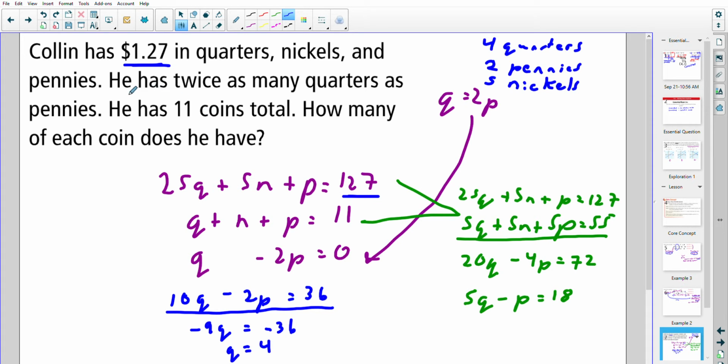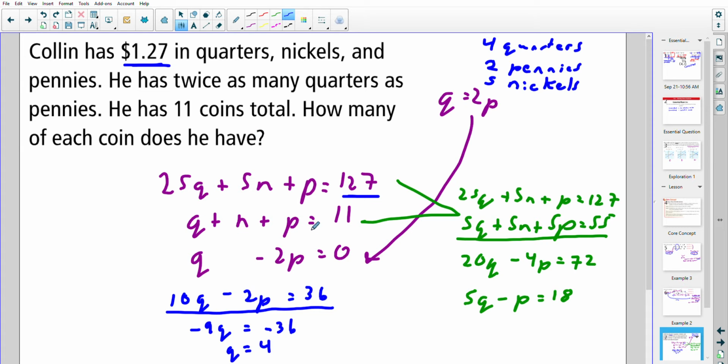There is another equation that says he has twice as many quarters as pennies. That means to make that even, you need to multiply 2 by the pennies to equal the quarters. We can represent that as an equation by subtracting 2p on both sides, remembering that they're still equal, so it equals 0. The last one, 11 total coins, is what you see in that second equation.